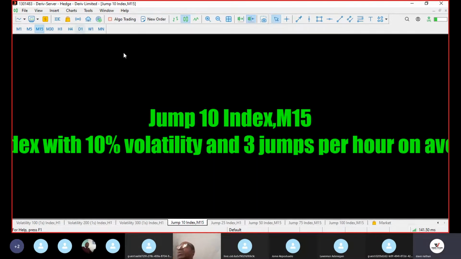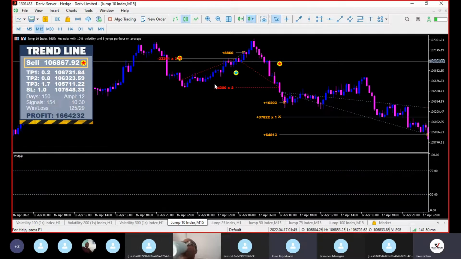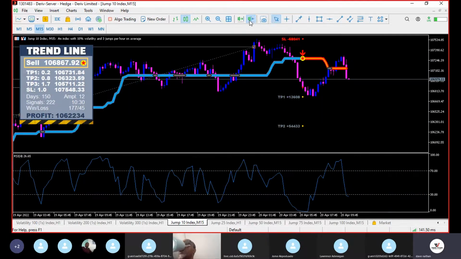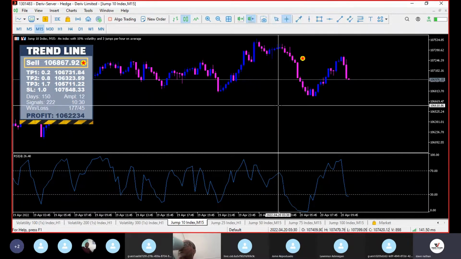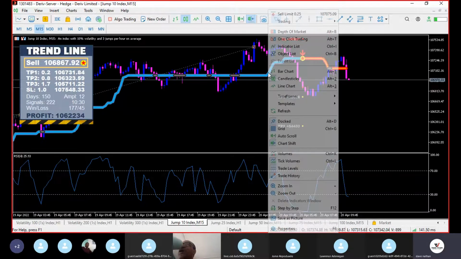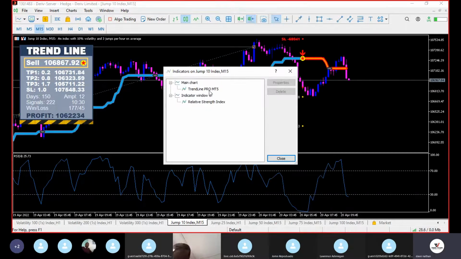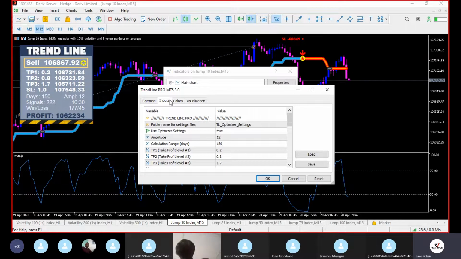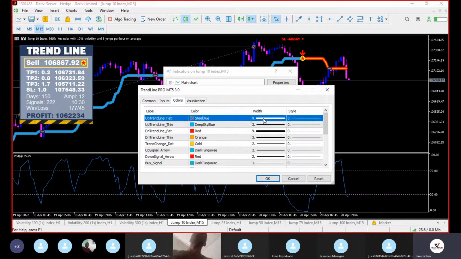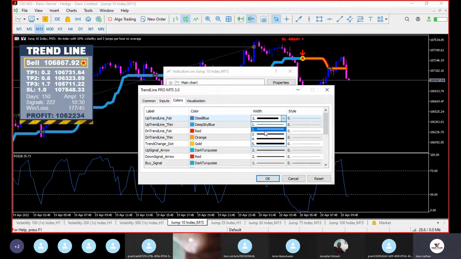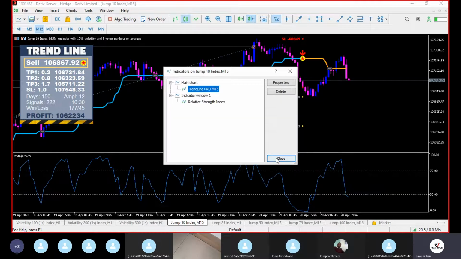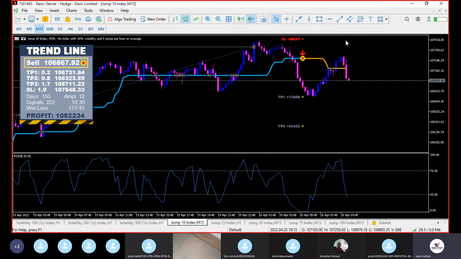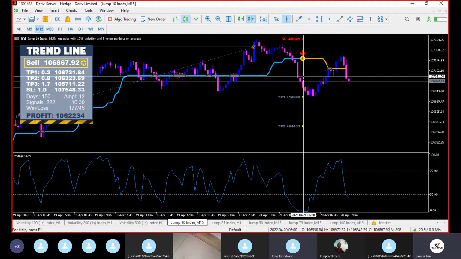So let's go to our 15-minute time frame. All right, so this has been killing Jump. So we have our, let me reduce the thickness, it is too much. Just like this is better. Okay, so we have a sell sentiment on Jump 10.